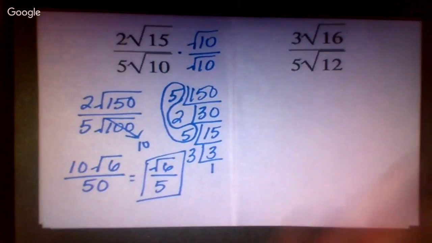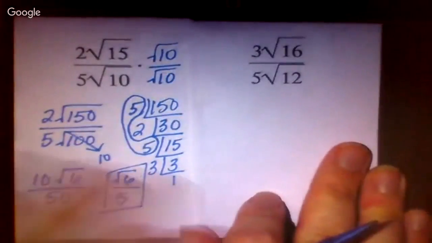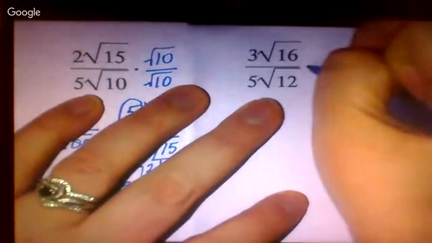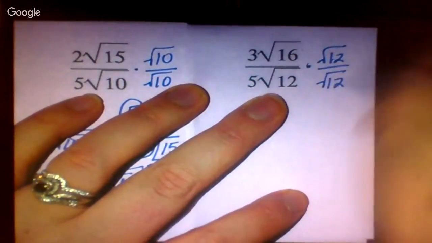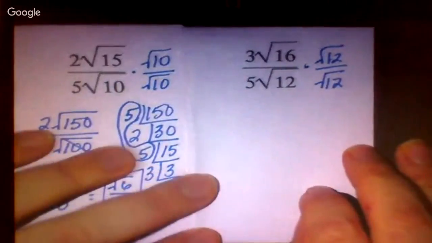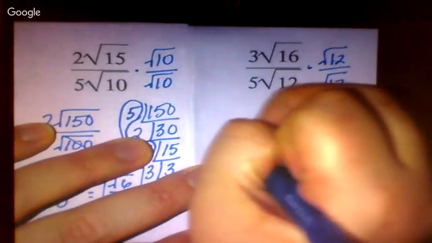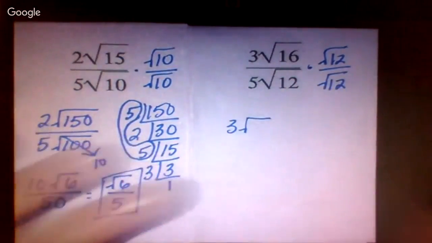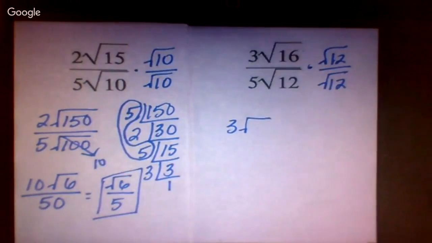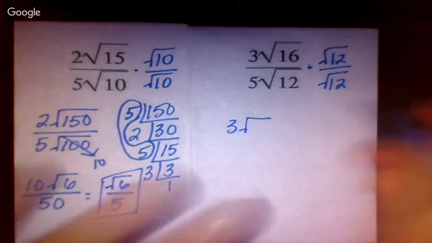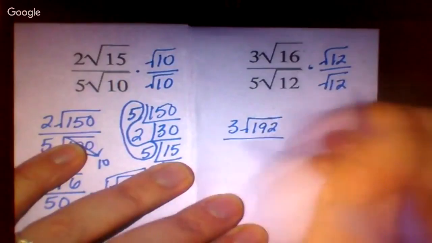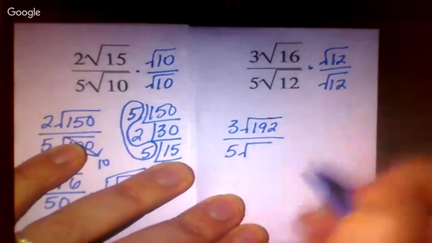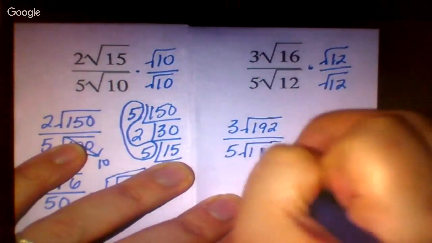Okay. Last one then. What am I multiplying by? Square root of 12. So this becomes 3 square roots. What's 16 times 12? 192. In the bottom, this becomes 5 times the square root of 144.